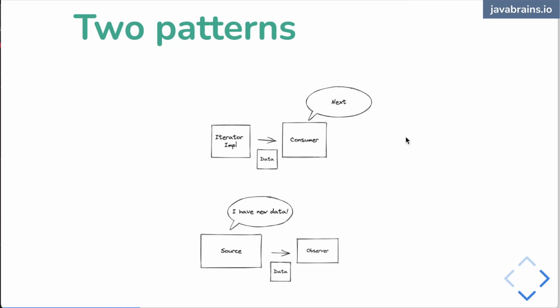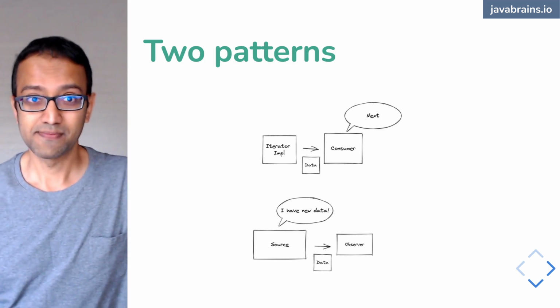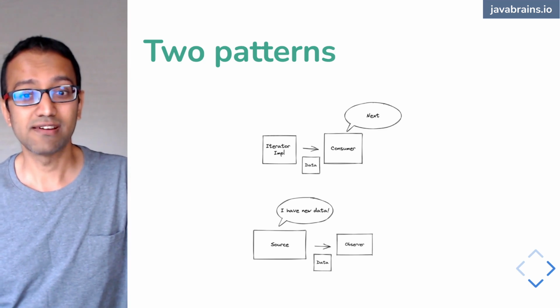The consumer is saying, give me the next item. And the implementer, the iterator implementer, is giving the data. Here, in the observer pattern, the consumer gives the observer to the source, and the source says, I have new data, and it gives this data. What's common between the two? Is it inverted? Yeah. Isn't it inverted? It's basically where the data is flowing.